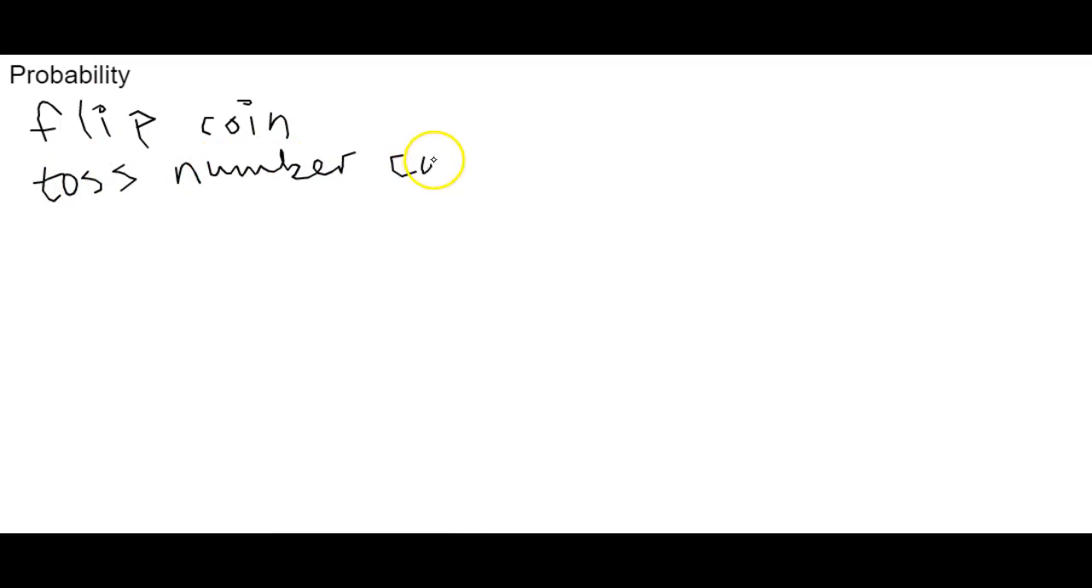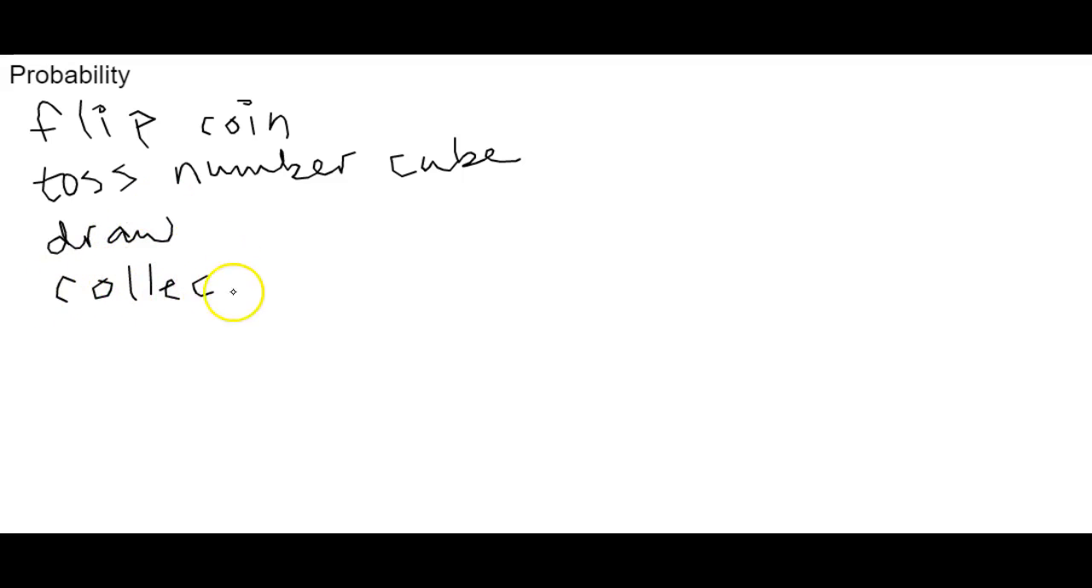This video will be about probability. There's a lot of situations you can apply probability to. For example, you could flip a coin, you could toss a number cube, which is the same thing as a dice. You could toss two number cubes, you could draw stuff from a bag, you could collect and analyze data.